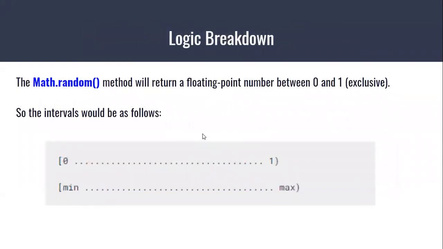But we can break it down a little bit to explain it. The Math.random method will return a floating point number between 0 and 1. So we know it's going to be some long number like 0.99993. And then we have another interval that we multiply that by to make it fit between a min and max. So between 0 to 100.